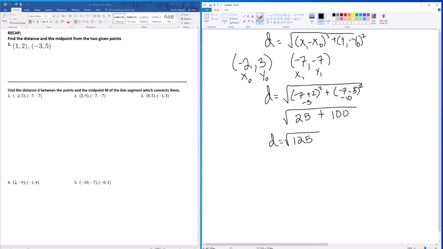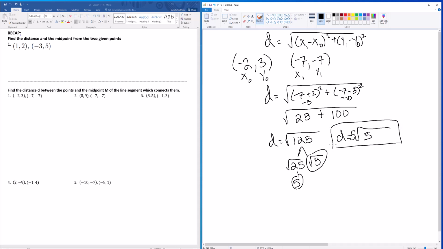Now if I wanted to simplify that in exact form, breaking that up into 2 different square roots, I get the square root of 25 and the square root of 5. Square root of 25 is 5, so my distance is going to be 5 times the square root of 5. You just multiply those together, and that's going to be my distance. If you use your calculator, you get a decimal approximation.